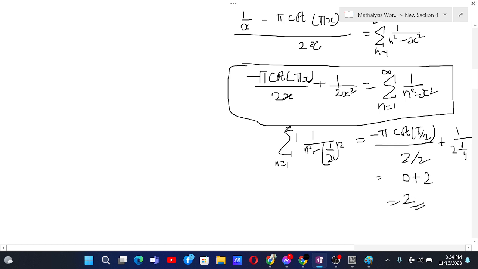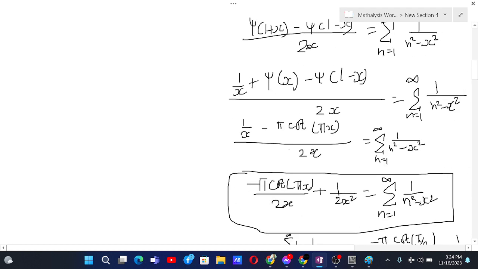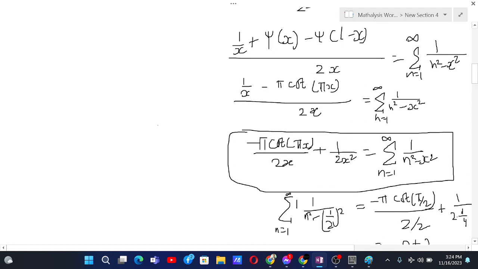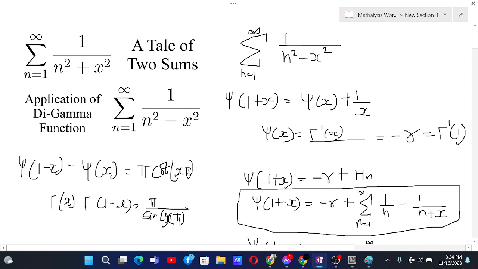Now in some cases this can come out indeterminate. For example, if I had put 1, this would have been indeterminate, and then you have to take the limit and then do it. Okay, so this one is done, and for the next one, let me write it here. It's just pi cot pi x by 2x plus 1 by 2x square.